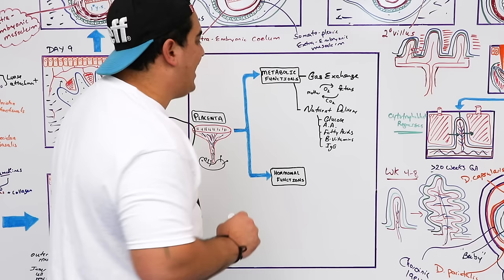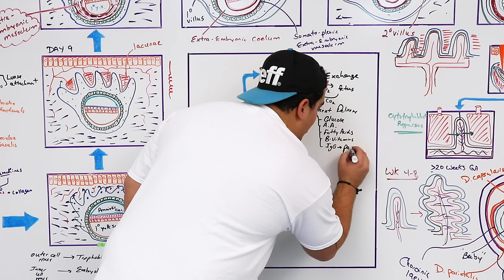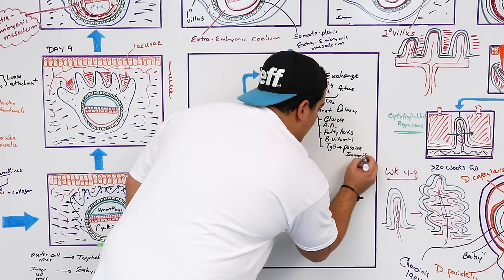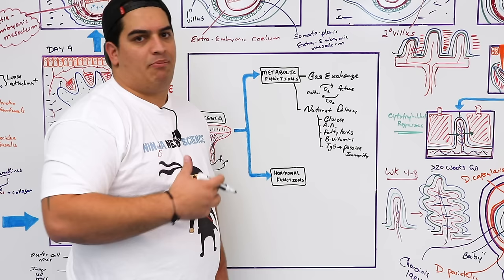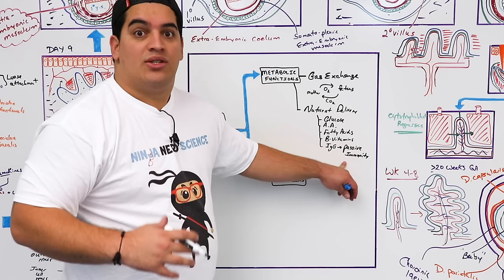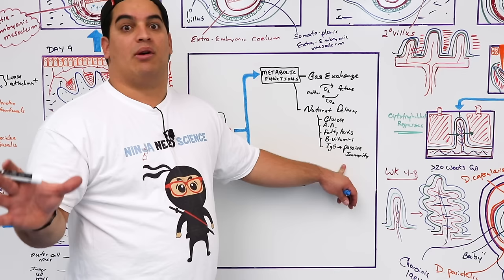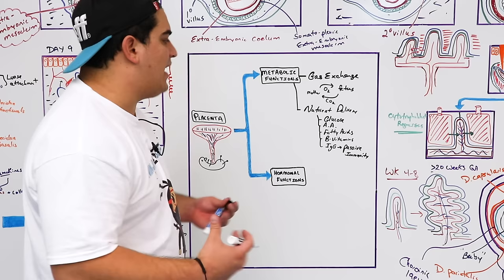One of the big ones is IgG antibodies. Why is this important? IgG antibodies are important because they help to confer what's called passive immunity. In other words, these are antibodies that the mother has already made against specific types of pathogens, and she is allowing the fetus to have those antibodies so that they can be protected against multiple different types of foreign antigens whenever they're exposed to them. So that's the beautiful thing, it provides this natural passive immunity for the baby.